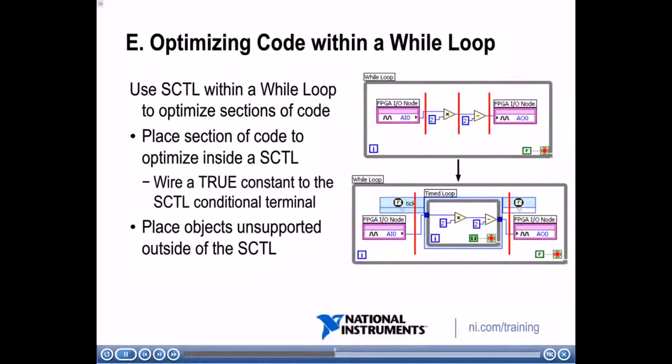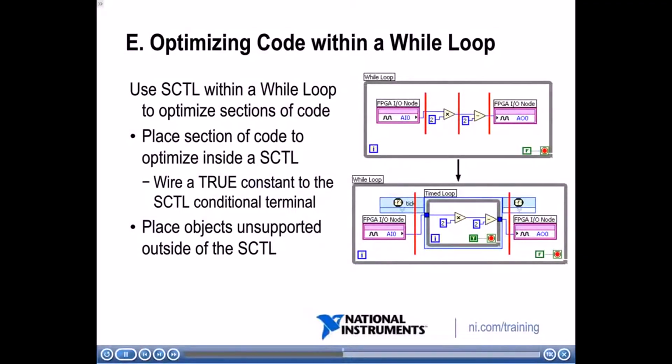So on this slide, we see how we can also use the single cycle time loop to optimize sections of code. For example, let's take a look at this while loop. On the while loop on the top, we have an analog input node, and then some functions in there. We have a multiplication, a subtraction, and then after we've done some processing, we send it out to an analog output node.